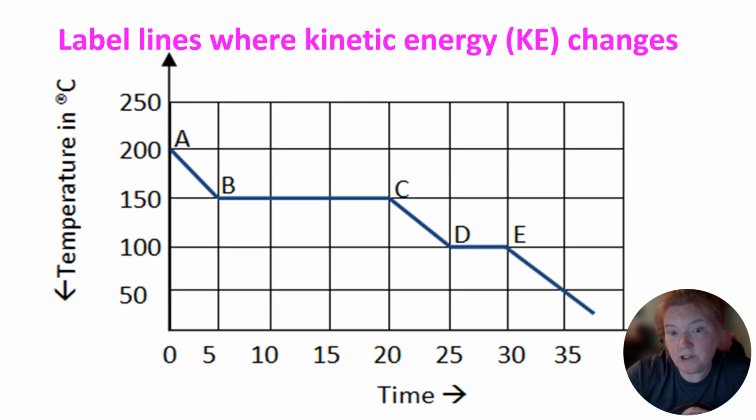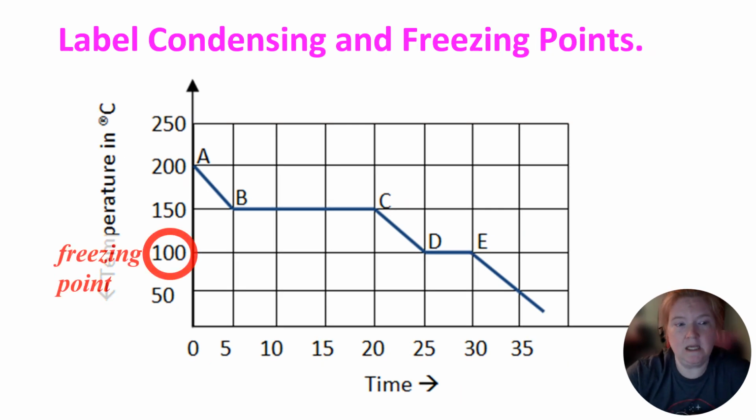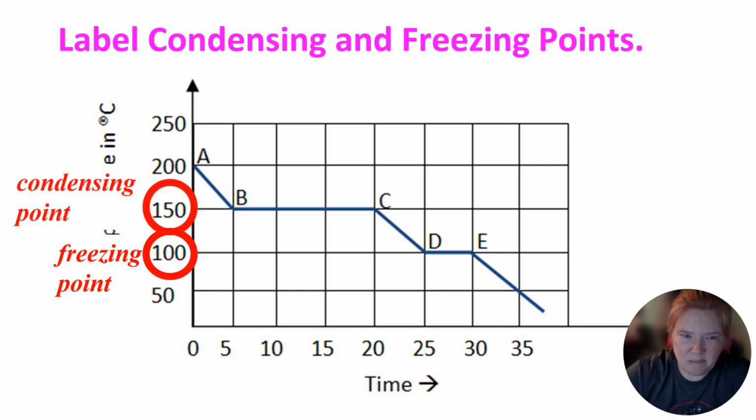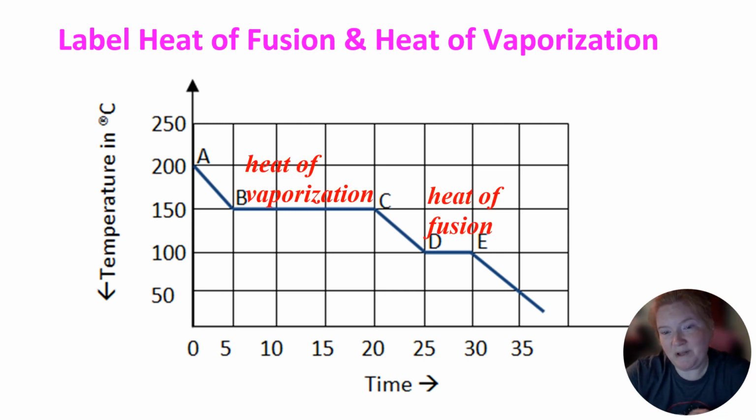Where does the kinetic energy change? Where the temperature changes. That's like the easiest one to identify, right? Label the condensing and freezing points. So the freezing point where the line is flat, the condensing point where the line is flat. Label the heat of fusion and the heat of vaporization. Heat of fusion would be where freezing occurs, and the heat of vaporization would be where condensing occurs.